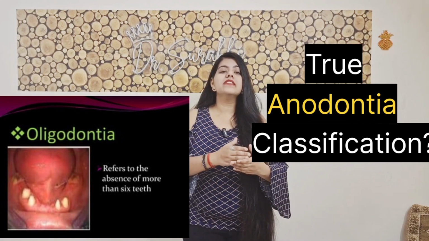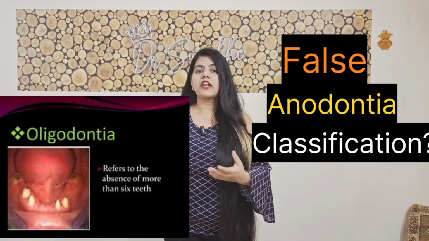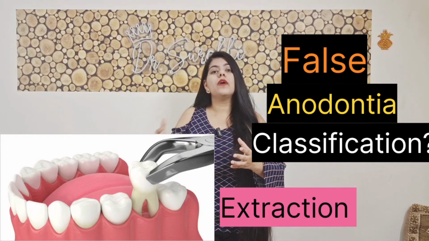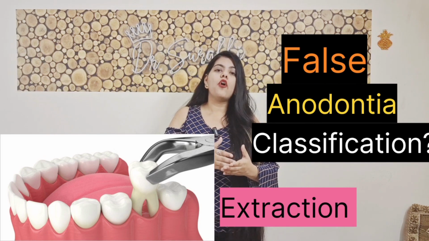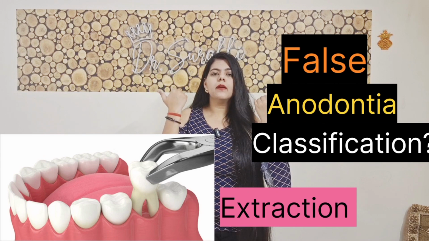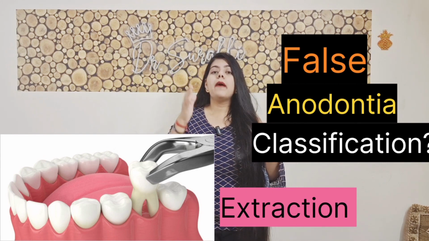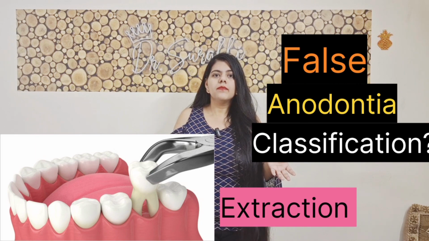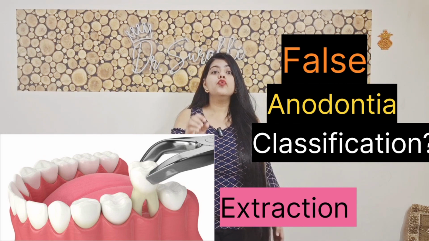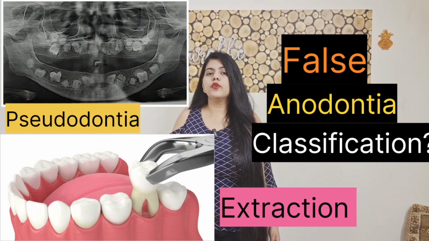On the other hand, the false anodontia means we do the extraction due to some reasons, and that's why it is known as the false anodontia. It could be the complete extraction of the teeth, right? Or maybe the partial extraction. Again, the third category is the pseudodontia that comes under the false anodontia.